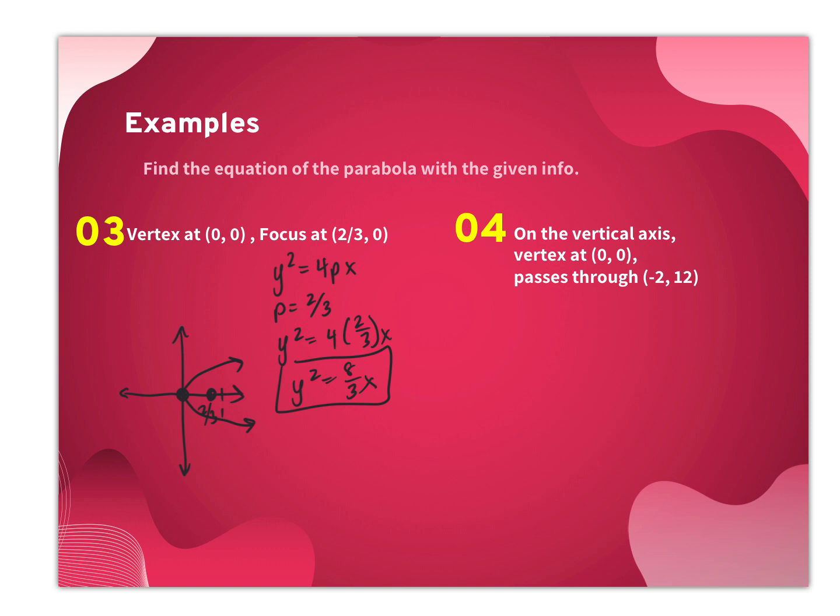Now, this one is a little bit different, right? This one says here, on the vertical axis, the vertex is 0, 0. And it passes through -2, 12. So they're telling me here's -2, and let's say here's 12. They're telling me it passes through here. Now, the on the vertical axis is important because what it's telling me is the axis of symmetry is the vertical line. And so what it says is that this graph is looking like this.